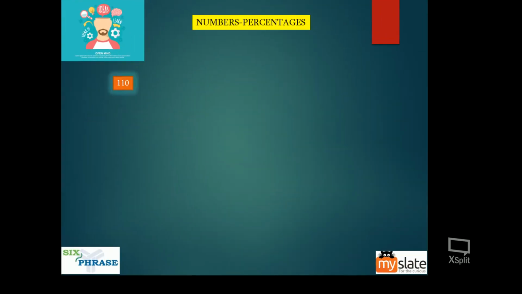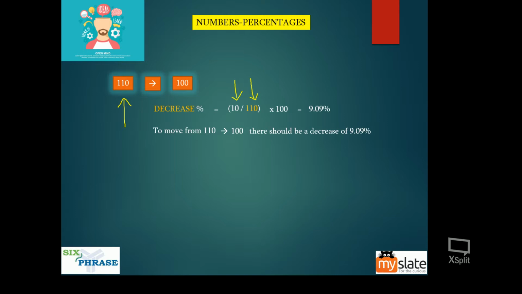Okay. Now we look at the other thing, from 110 to 100. Now it is decreasing, right? So again, decrease percentage is this. Now, how did we arrive at this? This is the difference between the two numbers. This is the base. I told you while finding decrease percentage, base will be the number which is getting decreased. Here, which number is getting decreased? 110 is getting decreased. So finally, you will get the answer to be 9.09 percentage. So to move from 110 to 100, you should decrease 9.09 percentage, guys.